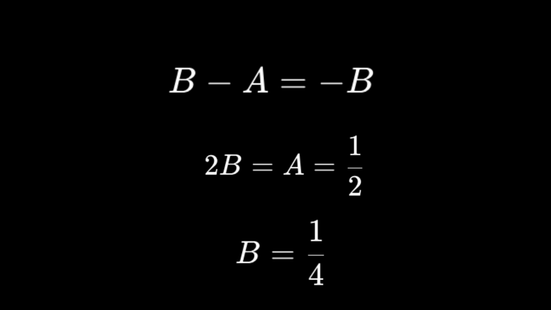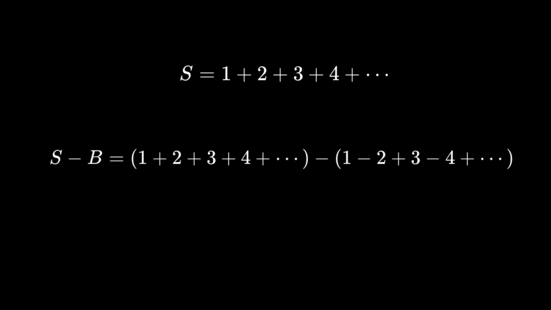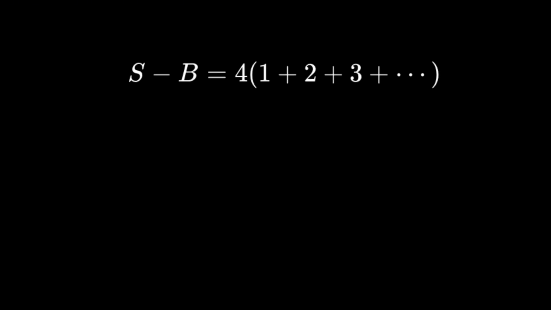Now we're going to introduce another new series, s. And s is 1 plus 2 plus 3 plus 4 and on, which is just the sum of all positive numbers. And we're going to subtract b from s to get this equation listed, which conveniently is equal to 4 times, in parentheses, 1 plus 2 plus 3 plus 4, which is also equal to just the sum of all positive numbers. And since we know that s is equal to the sum of all positive numbers, we can get s minus b is equal to just 4s.